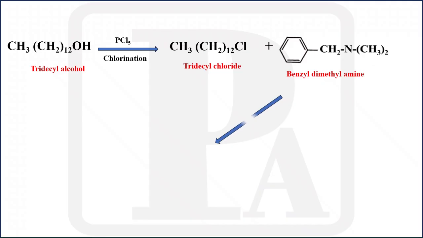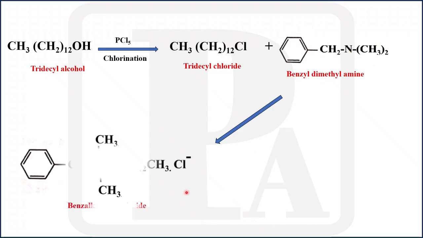This is then reacted with benzyl dimethyl aniline. This is called benzyl. So benzyl dimethyl aniline and tridecyl chloride are fused, and finally we get benzalkonium chloride. The nitrogen already has the two methyls. The tridecyl part and chlorine are added here, and we get benzalkonium chloride. In benzalkonium chloride, the alkyl carbons vary from 8 to 18.